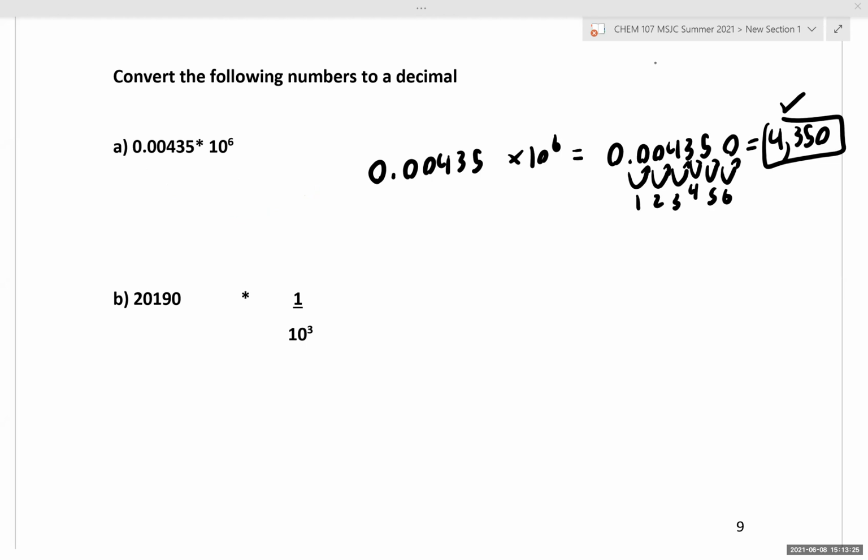So, would anyone like to share their response for the second problem? Does anyone have a proposed response for the second problem? I have a question for the second problem. Yes, please go ahead. Where it says times 1 over 10 to the third power, can't you convert that to 10 to the power of -3?